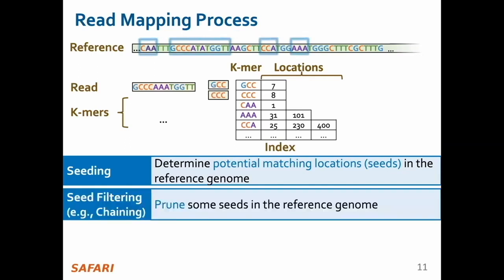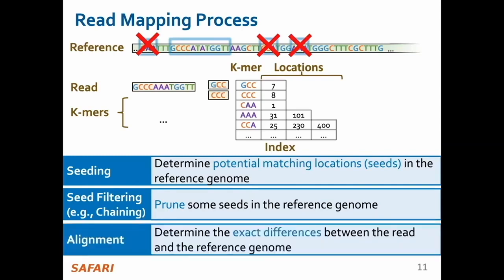To further reduce the cost of this expensive computation, the second step, which is seed filtering, for example chaining, prunes some of these seeds in the reference genome so that we would do the alignment step on fewer candidate locations. To do that, the mappers use a simpler approximation of the alignment score called the chaining score, which is less computationally intensive compared to alignment.